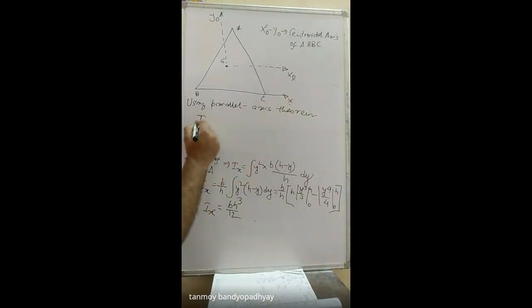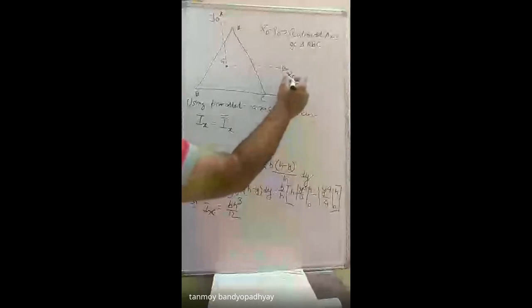So what should be Ix? I hope you can remember that Ix should be equal to, either you can write it Ix0 or you can write it as Ix bar. Ix bar represents the moment of inertia about x0. Let me write it initially as Ix0 so that you understand. So this is Ix0 plus area of the triangle into distance between these two axes square.